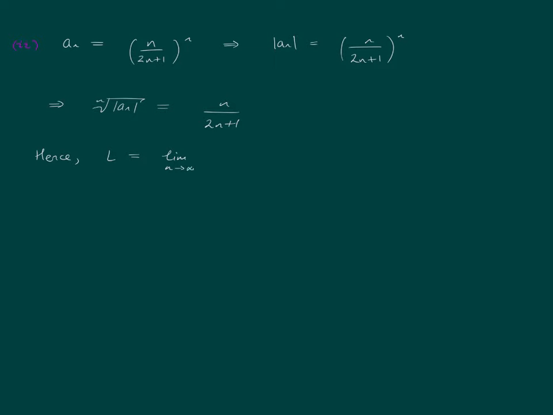Okay, so second solution. In the second example, a_n was (n over 2n plus 1) all to the power of n. And this tells us that its absolute value is, well, it's positive, so it's just itself. So we want to take the nth root of this. That's just going to kill that power of n. So we're left with n over 2n plus 1. So hence, L is equal to this limit of n over 2n plus 1.